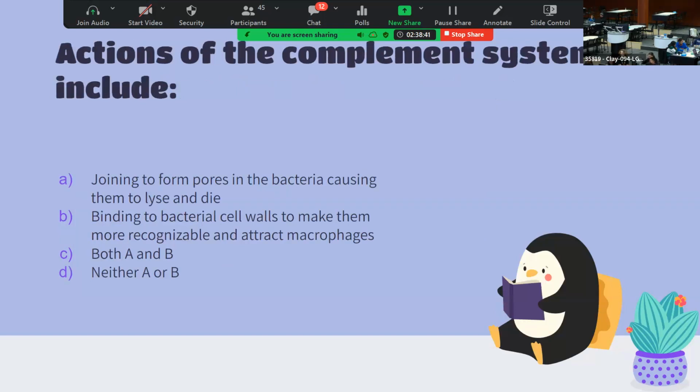All right, next table. Actions of the complement system include, a lot of reading. So that's correct. Remember, joining forms to cause them to lyse and die is the membrane attack complex, and binding to bacterial cell walls to make them more recognizable is opsonization.